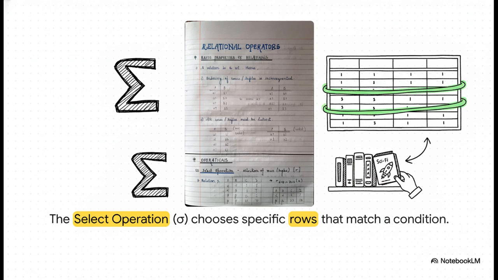This is all about picking specific rows from a table that match some condition you set. It's like going to the librarian and saying, hey, I only want books from the sci-fi section. It's how you shrink the pile down to just what you're interested in.